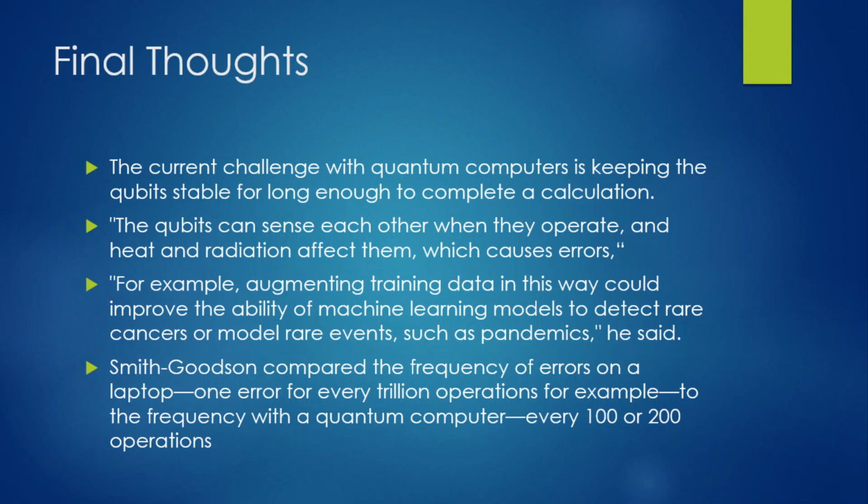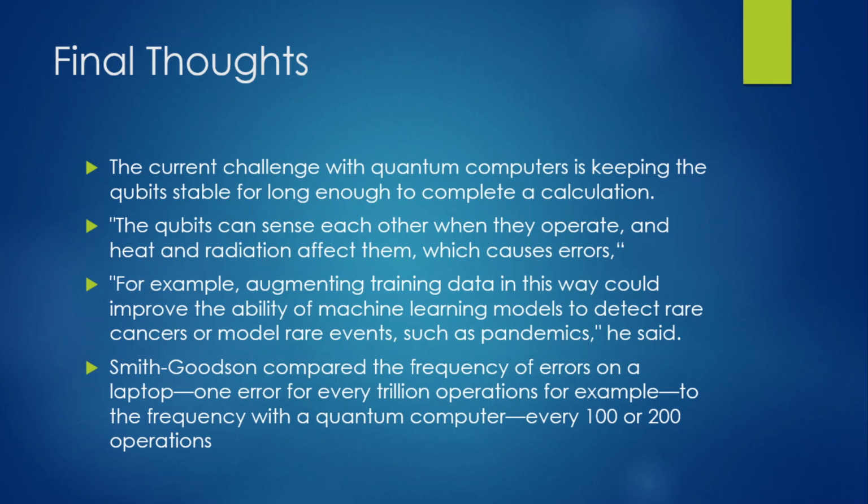Okay, final thoughts on quantum computing right now. The current challenge with quantum computers is keeping the qubits stable for long enough that they can complete a calculation, right? Even though they have a lot of power, we have not been able to achieve this. Qubits can sense each other as they operate, and heat and radiation can affect them. So this can cause very hard errors.